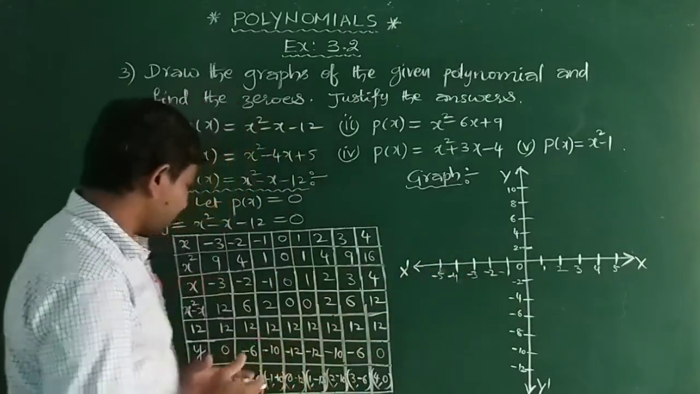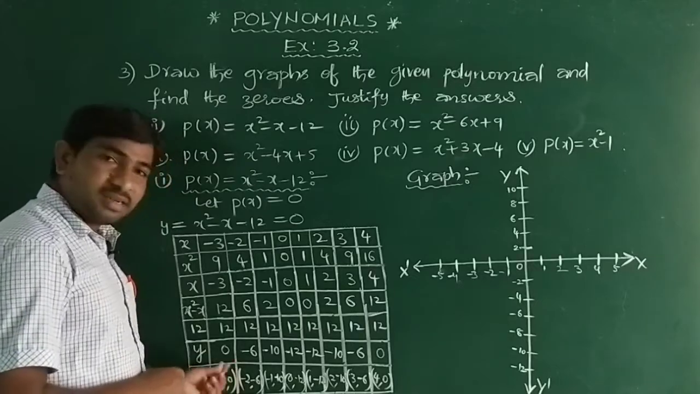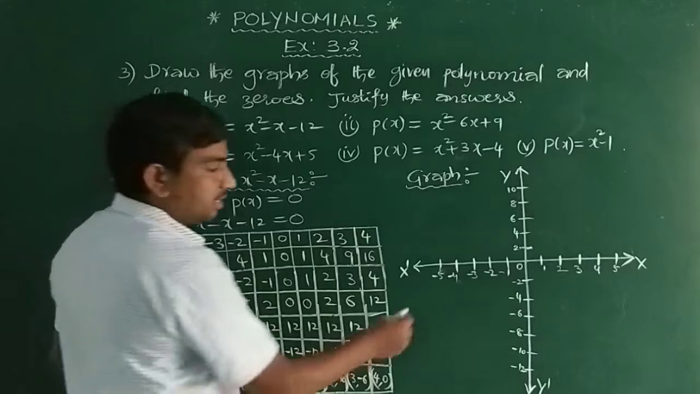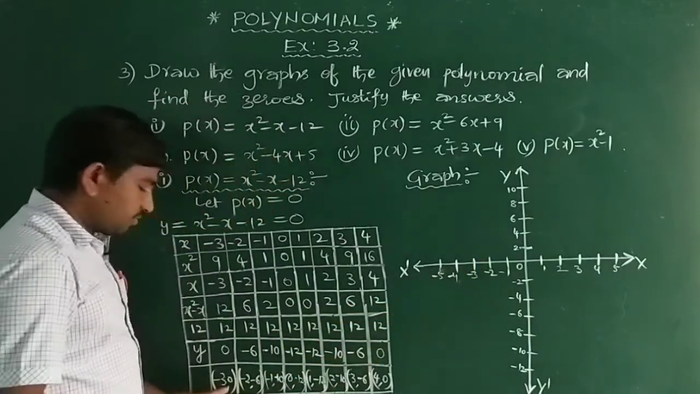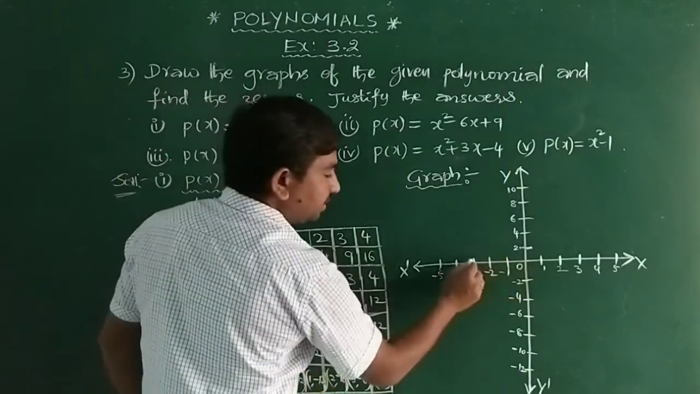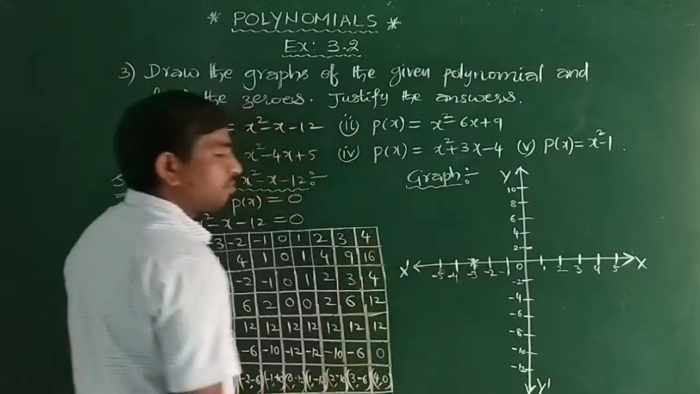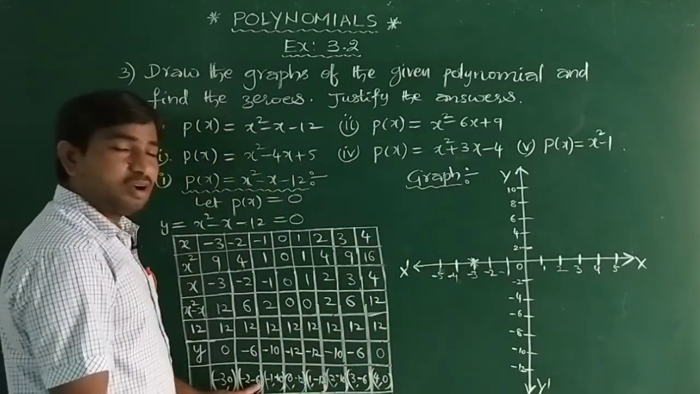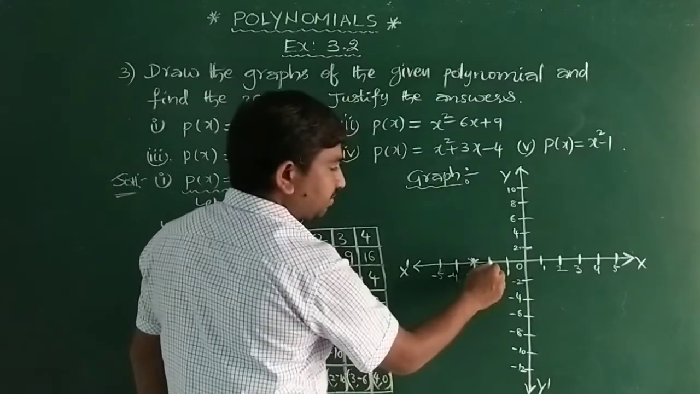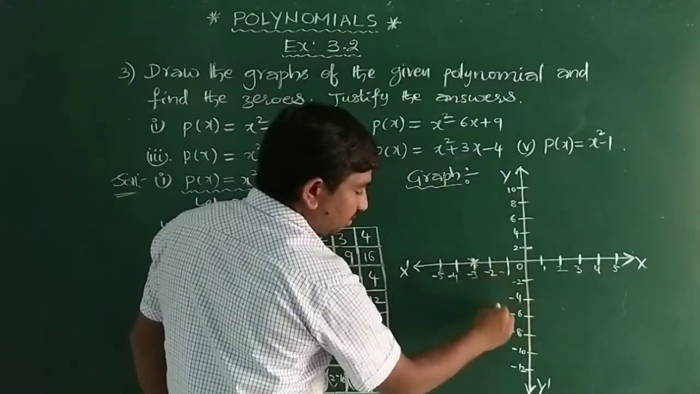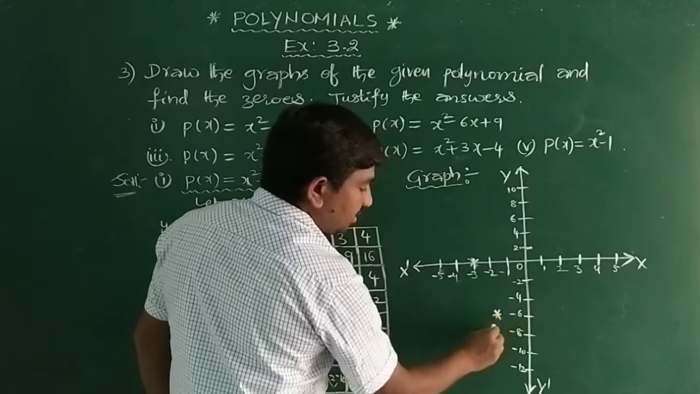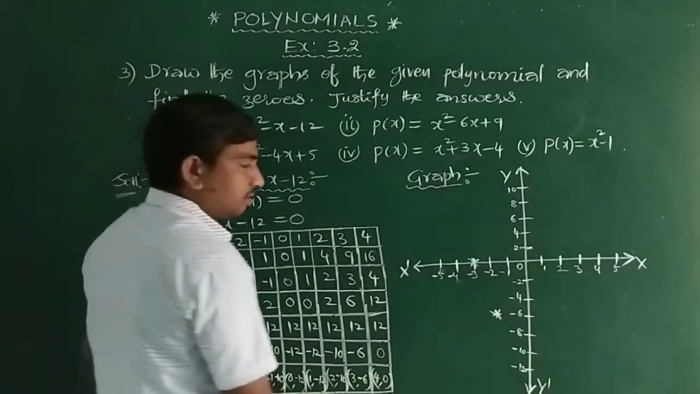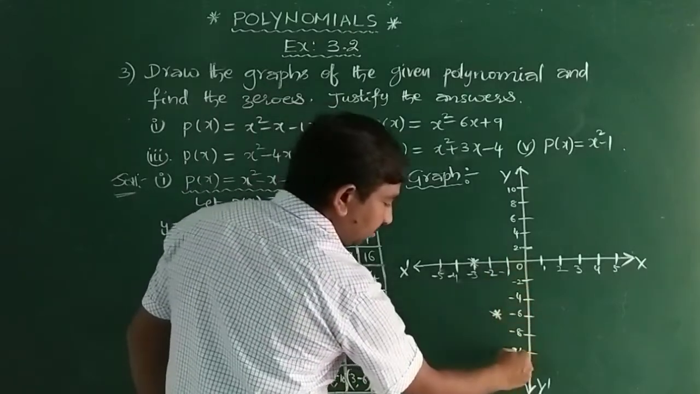Now first, plot the first ordered pair, minus 3 comma 0, on the graph paper. Minus 3 is on the x-axis and the y element is 0, so you keep the point right here. This is minus 3 comma 0. Next, minus 2 comma minus 6: minus 2 on the x-axis, minus 6 on the y-axis, so here down. This is the minus 2 comma minus 6 ordered pair. Then minus 1 comma minus 10 is here.